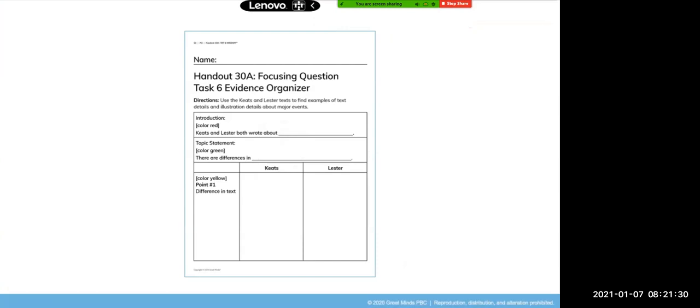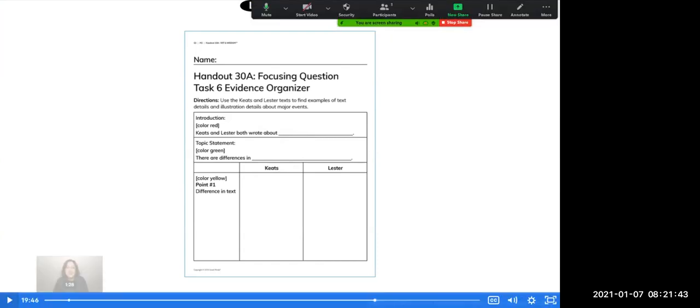Okay, so you do not have a copy of handout 30A, so we are going to be doing the work in our journal, which is why we are on page 90. So we're going to just continue listening to Bella to see what to do next.